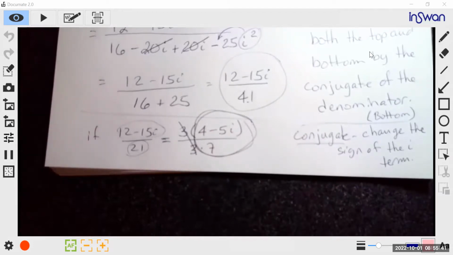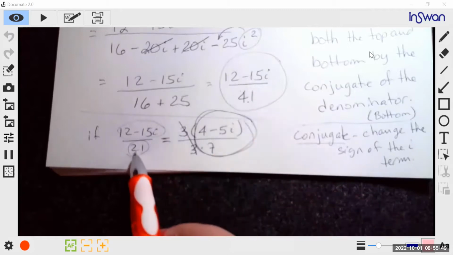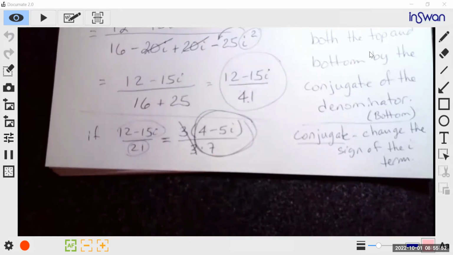If you can simplify, you have to simplify. So in our case, since 41 is a prime number, we can't go any further. But if it was factorable, then we'd look for what they have in common.